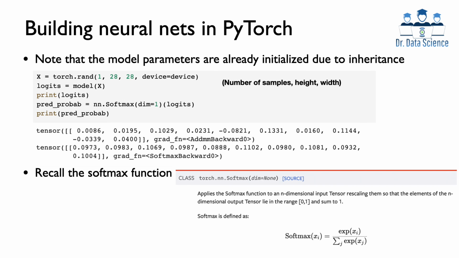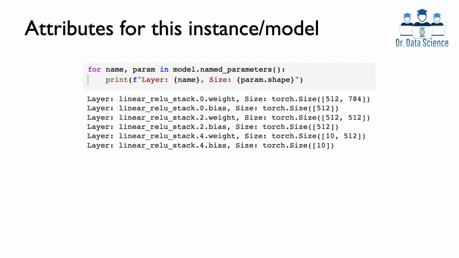So that's what you can see that we have here. So the logits are exactly the real valued numbers that we have before using the softmax. And then after we apply the softmax, that's where we get these probabilities, which we call here pred_probab.